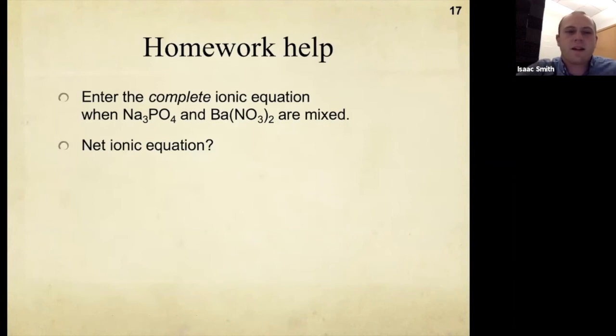Here's a problem I pulled off the homework. It's similar to a homework problem, and I thought it was a good one to go through. First we want to write out the chemical equation, and then we will do the complete ionic equation, and then the net ionic equation. Before I write too much on this slide, I want to determine if sodium phosphate and barium nitrate are soluble or not, and then their products. These two are going to combine to form sodium nitrate and barium phosphate.